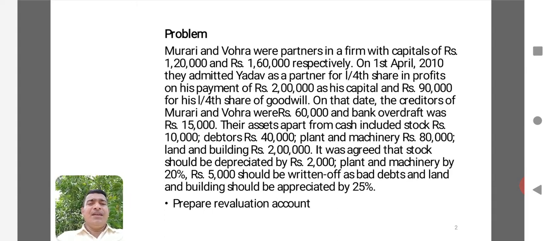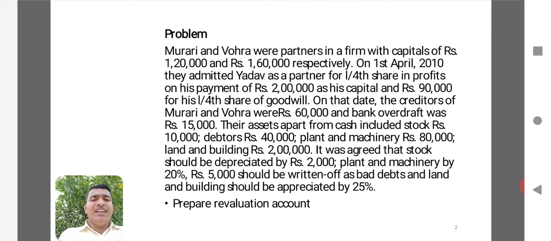Then on that date, the creditors of Murari and Vora were 60,000. It's actually the liability value given. Bank overdraft was 15,000. It's again one more liability given. Then their assets, apart from cash, the stock is 10,000, debtors is 40,000, plant and machinery is 80,000, land and building is 2 lakh. Here this is the value of assets given. That may be useful for us for calculating increase or decrease in the value of asset and liability while you are preparing the revaluation account.